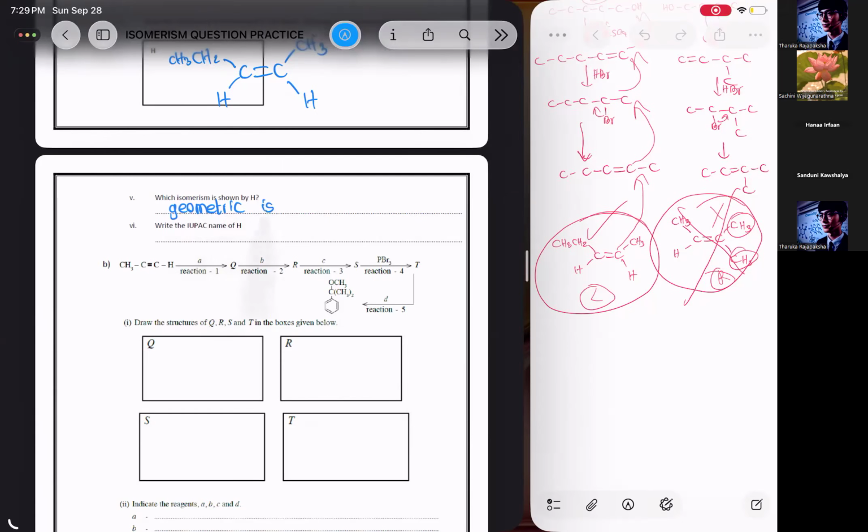Geometric isomers, or you can write cis trans isomers. Okay, cis trans isomerism. Write the IUPAC name of H.